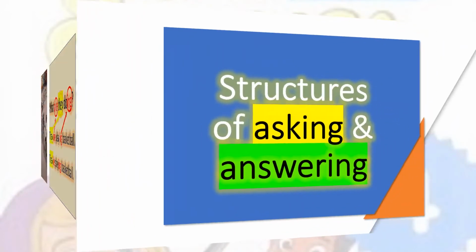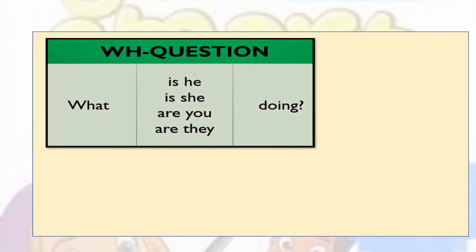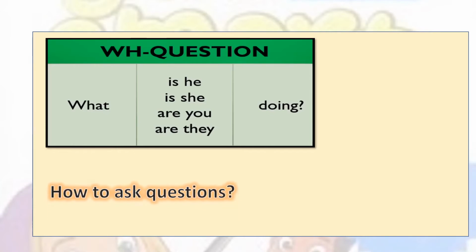Okay, so now I want you to open your textbook. We are going to look at the structure of asking and answering question. Before you open your textbook, look at this table first. Okay, so WH question: what is he, is she, are you, are they, and then doing. And then this one is how to ask question.